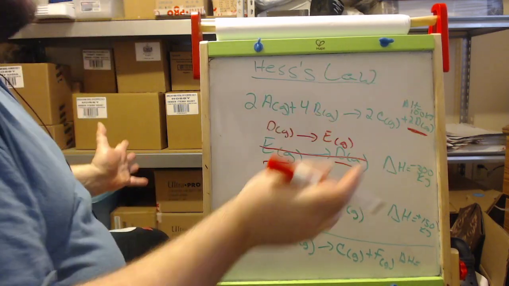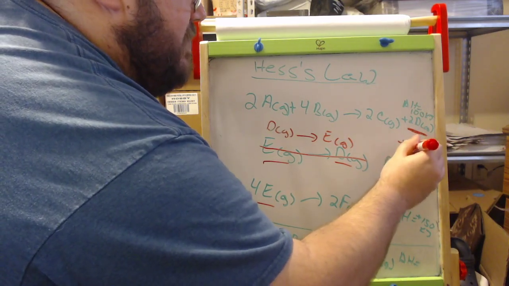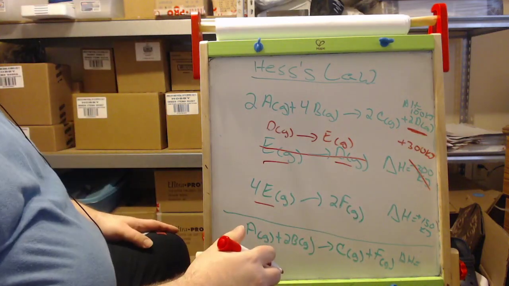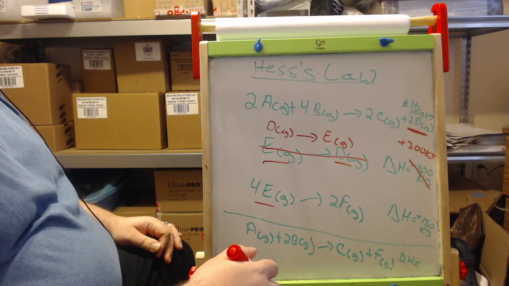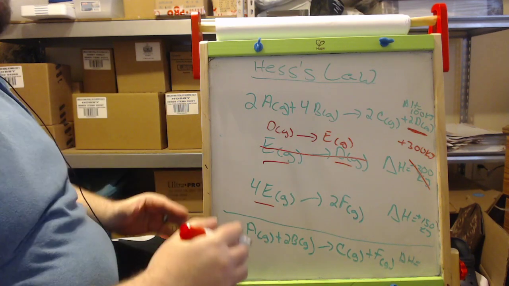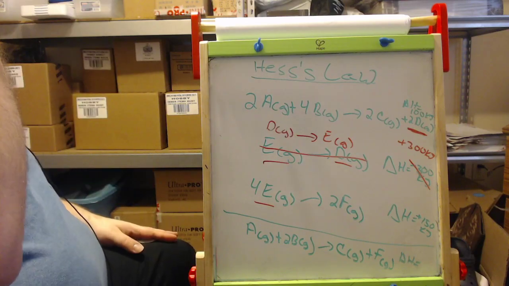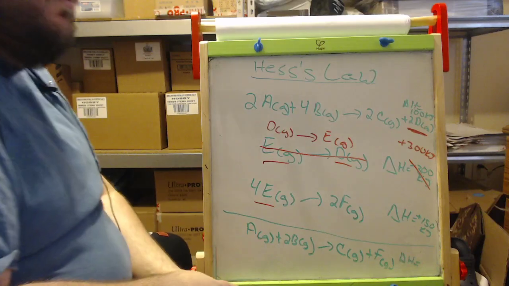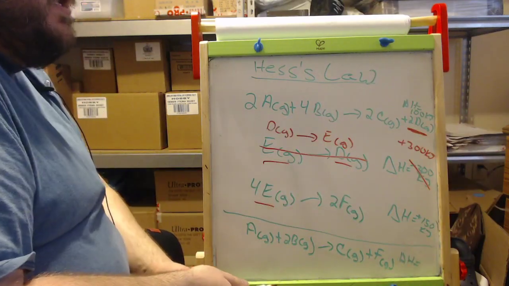Now, write this down. When I flip, my delta H becomes a positive. Flipping the equation, delta H becomes a positive, or a negative. It becomes the opposite sign. So flipping, delta H becomes the opposite sign.